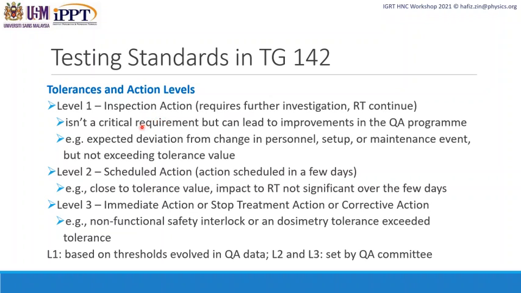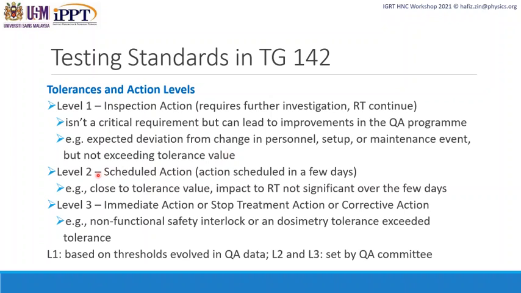Usually it is not a critical requirement but can lead to improvement in the QA program. This can happen from deviation due to changes in the personnel, the setup of the measurement, and also maintenance events. And typically level 1 is a value that is not exceeding the tolerance value.